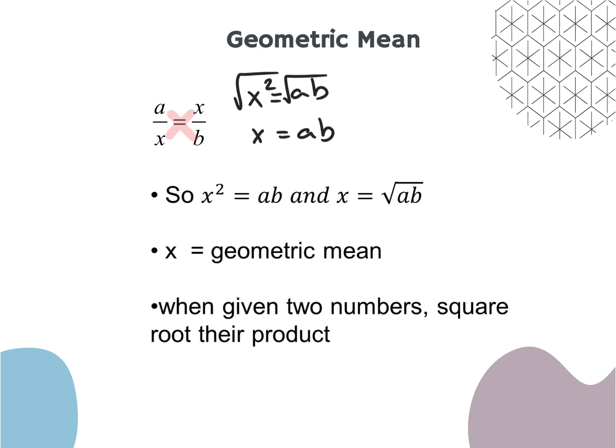So, when you're given two numbers, square root their product. So multiply them and then take the square root. That's how you're going to get the geometric mean. Any questions, guys? Now, obviously, this is assuming you already solved it. That's how you're going to get it, but it's after you square root it.